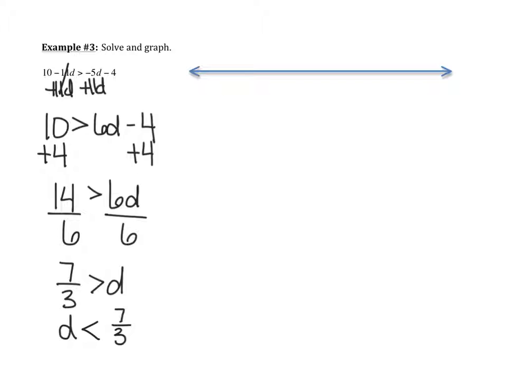So I would put the 7/3 on my graph. This is not equal to, it's just less than 7/3. So I'm going to do an open circle at 7/3, and now I'm going to point to the left. So again, if you forget and solve it so that your variable is on the right-hand side, just simply flip it around, but make sure you also flip the sign.